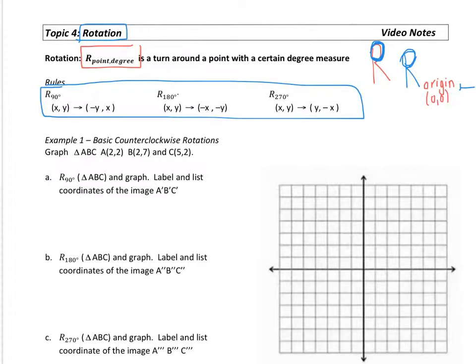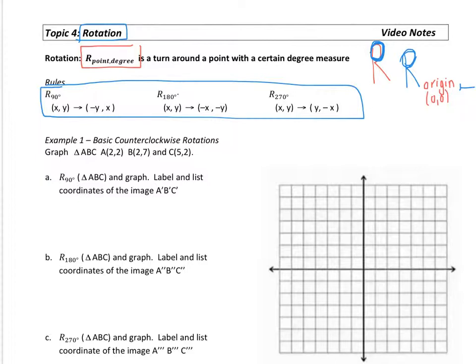Those are the most common degree measures of rotation, but you could also do things such as 60, 30, any number of degrees of rotation. But when we're looking at it graphically, we typically stick with 90, 180, and 270. So here, as you can see, I boxed in those rules. They're important to us, but I'm also going to show you how to do this graphically.